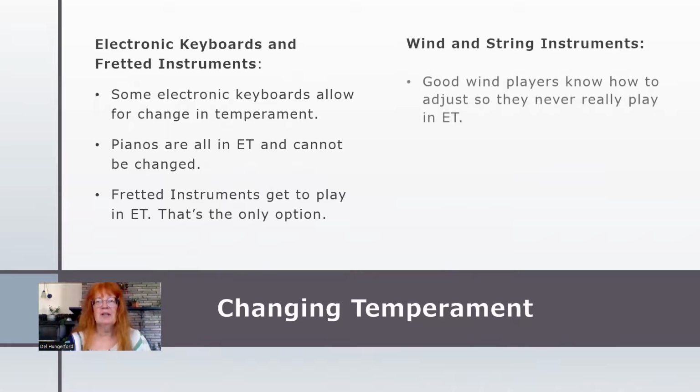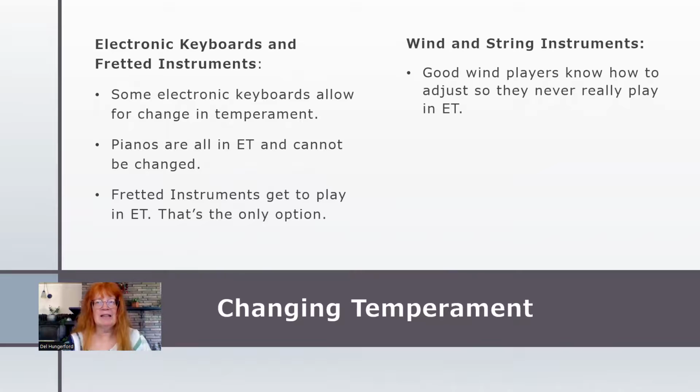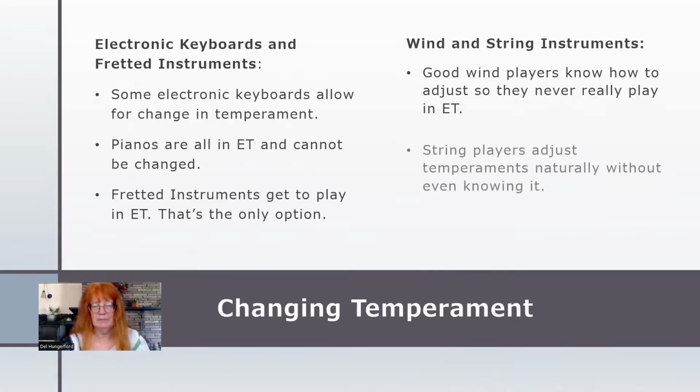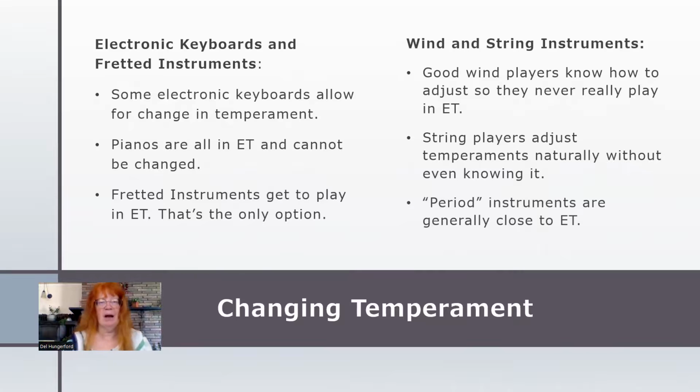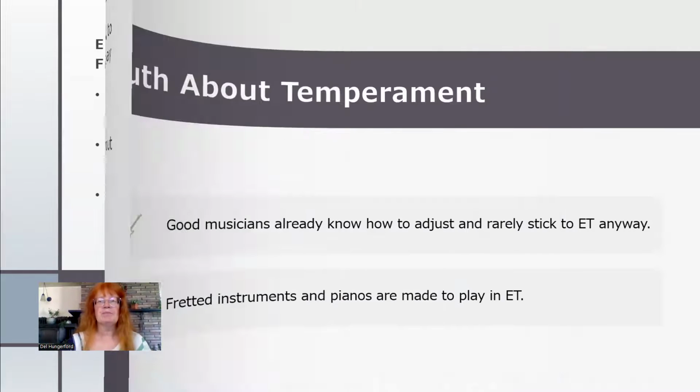Wind and string instruments. Good wind players know how to adjust so you never play in equal temperament anyway. If you're a good wind player. If you're a fifth grade band kid, you know what a beginning wind player or string player sounds like. String players adjust temperaments naturally without even knowing it, as well as singers, if they're good. Period instruments are generally close to equal temperament, but not quite. But anyone who knows what they're doing can change fingerings, adjust things to make it so that it's going to be in tune no matter what they do.